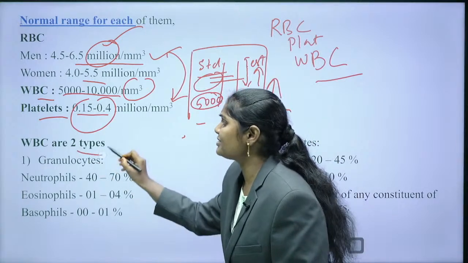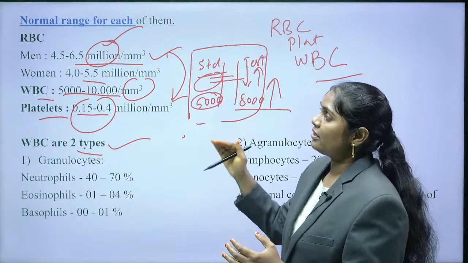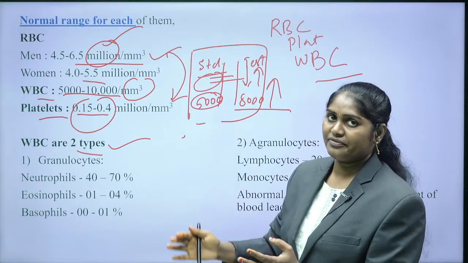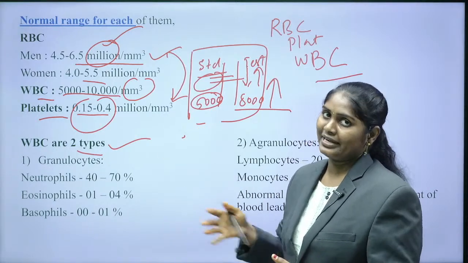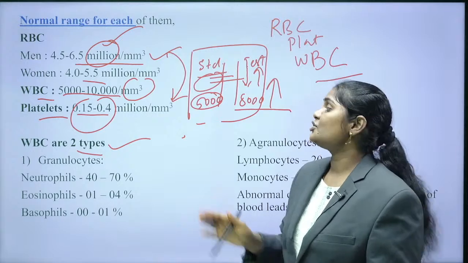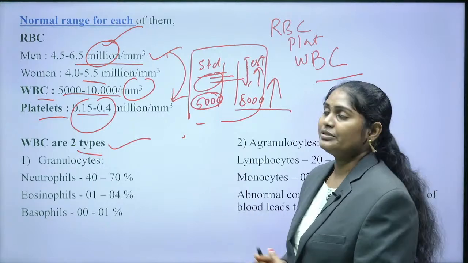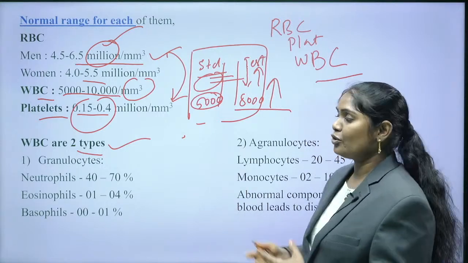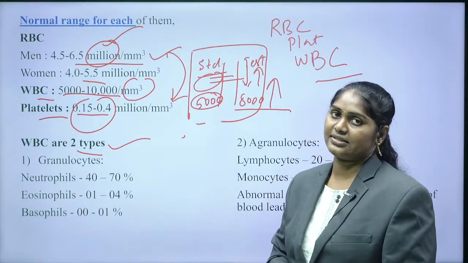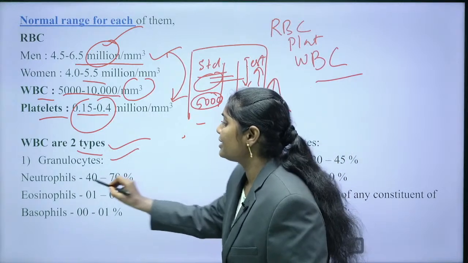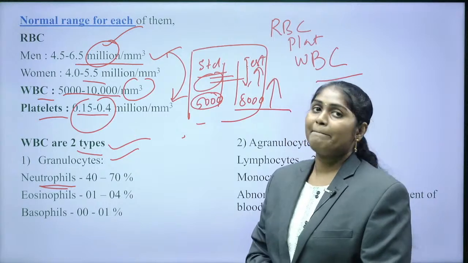Coming to WBCs, so WBCs are of how many types? So remember, once again I am telling: RBC in millions, 4.5 to 5.5 or 6.5, WBC 5,000 to 10,000, and platelets 0.15 to 0.4 million per mm cube. Coming to WBC, at the basic level we know that WBCs are of two types, granulocytes and agranulocytes. Okay, so granulocytes are neutrophils, eosinophils, basophils.